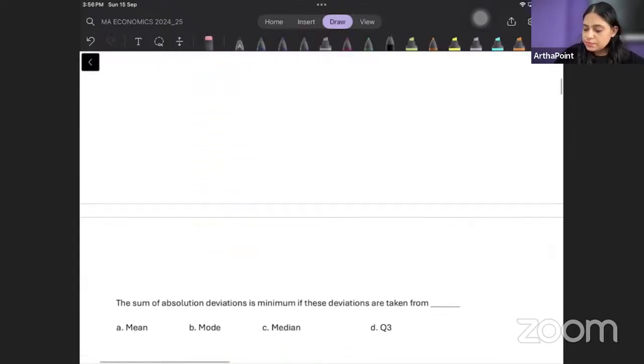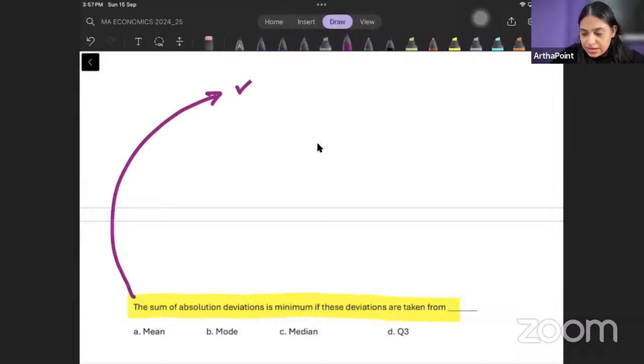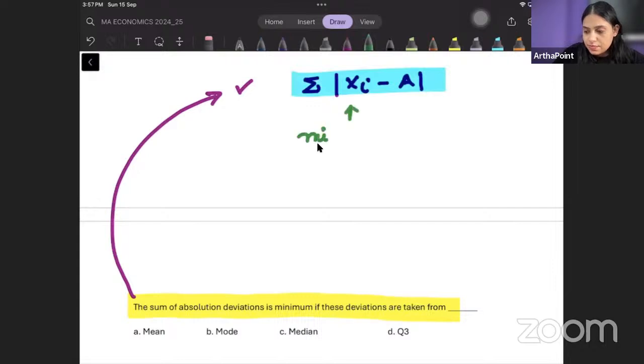Come to the next question. Okay. Tell me this one. Think. The sum of absolute deviation is minimum if deviations are taken from... So listen carefully. This is tricky and it will come in the exam. If we are finding deviations, then this is minimum. It is going to have a minimum value when it is taken from the median.